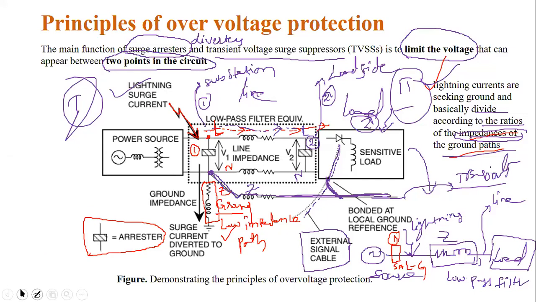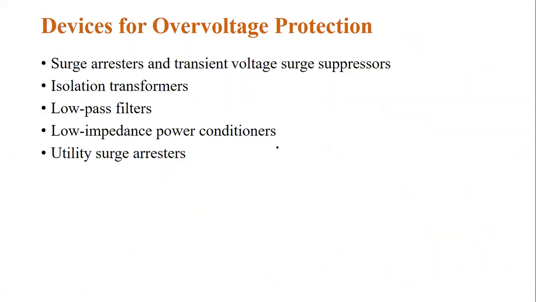So now see this another type of device. One type of device we already discussed here: surge arresters and transient voltage suppressors. Both are the same. Now we can see isolation transformers, low pass filters, as well as low impedance power conditioners, as well as utility surges. You can see this remaining case.